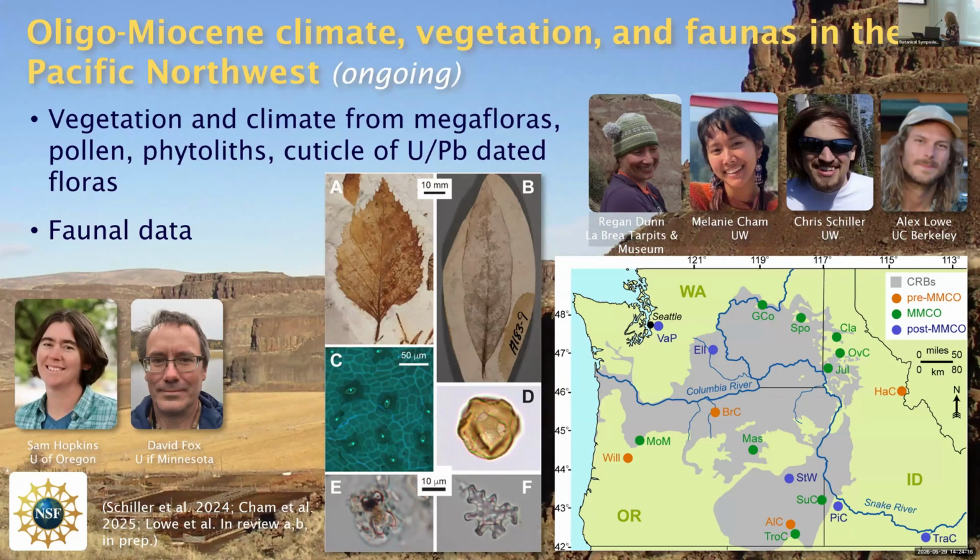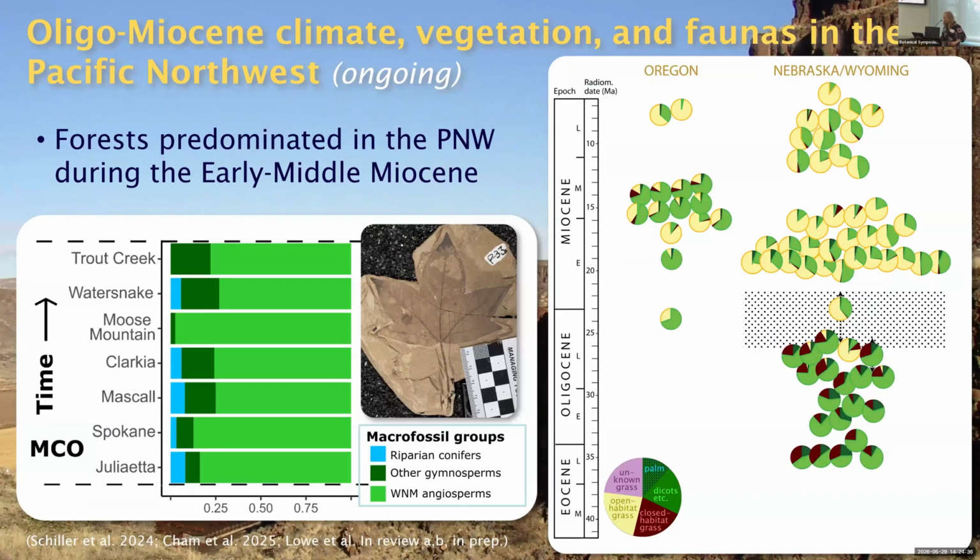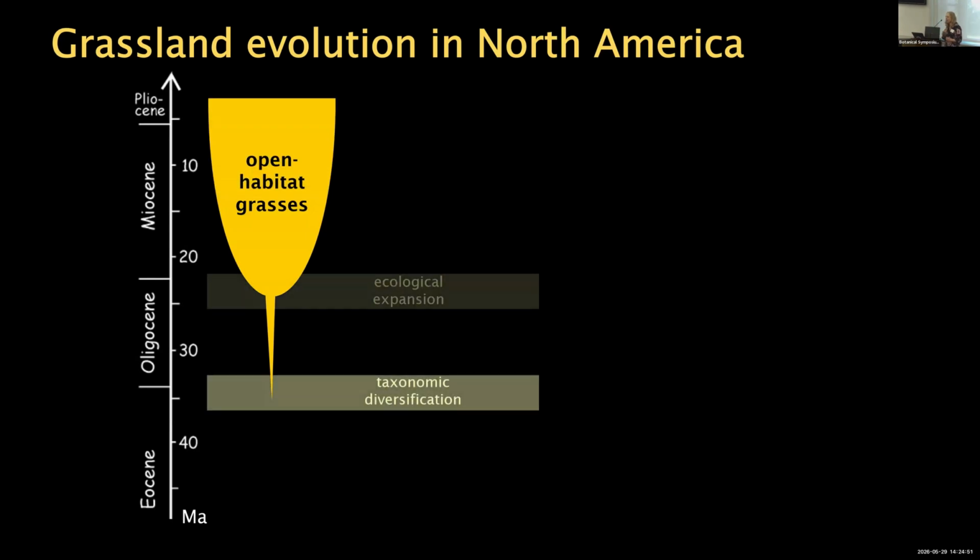We're currently doing some work in the Pacific Northwest to try to add the West Coast perspective. And here we're able to look both at megaflora, so leaves, etc., pollen, phytoliths, and also cuticle. And we're also working with colleagues to compare with faunas. And here we see a very different story. So in the time frame that we have our earliest grass-dominated habitats in the continental interior, we instead see the spread of more forested habitats. So a different story on the West Coast that will be developing as we get further in our work.